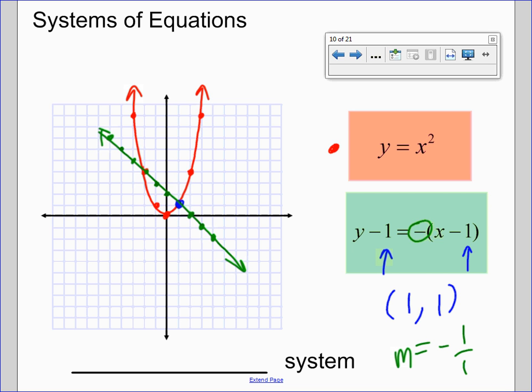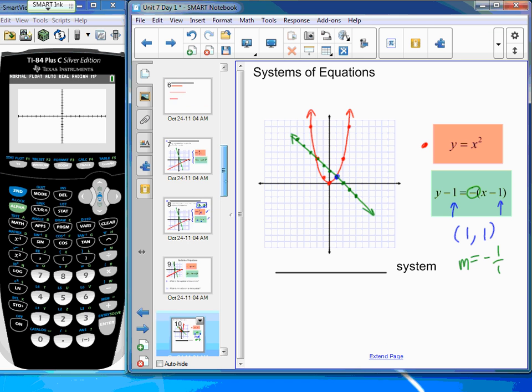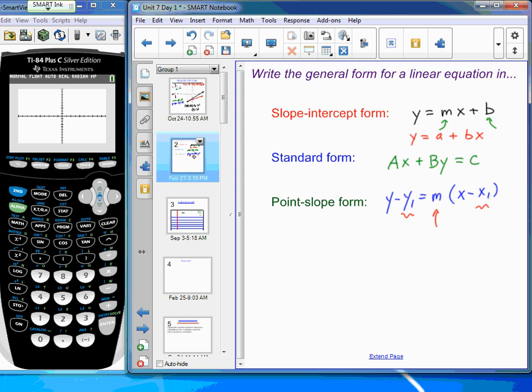Why would the first coordinate not be negative 1, negative? Great question. So as I look at my point slope form, I've got a y minus y sub 1 built into it, equals m times quantity x minus x sub 1. And so if I had to rewrite this equation using a point, let's say 1, 1, I would do y minus the y coordinate would be 1. So this would be y minus 1.